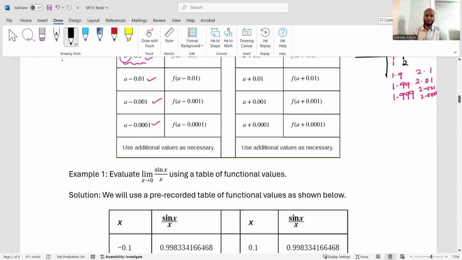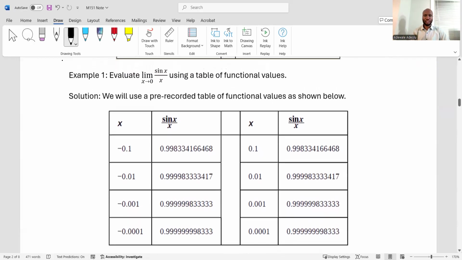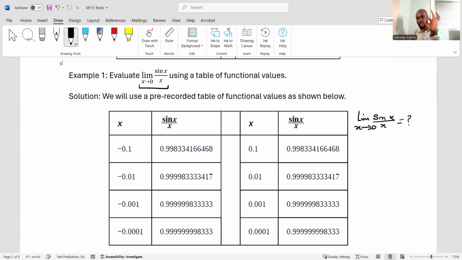Let us take an example. So an example here is to find or to evaluate the limit. Now you should be able to read this. The limit of sine of x divided by x as x goes to 0. Okay, so we want to find that limit, that real number that the function is trying to get to.